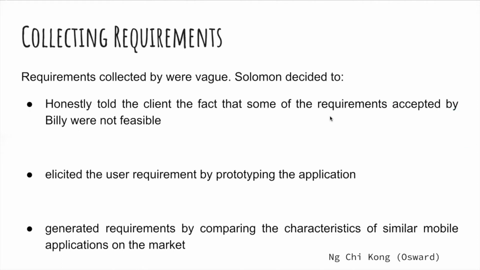As Solomon found the existing requirements collected by Billy were vague, he recollected the requirements. He told the client the fact that some of the requirements accepted by Billy were not feasible. Solomon elicited the user requirements by prototyping the application with a simple user interface to see if the user interface was acceptable with the initial design. In addition to eliciting requirements from clients, Solomon also generated requirements by comparing the characteristics of similar mobile applications on the market.